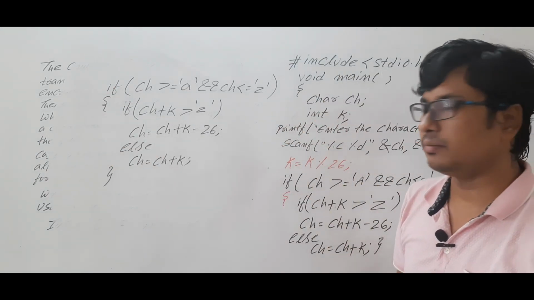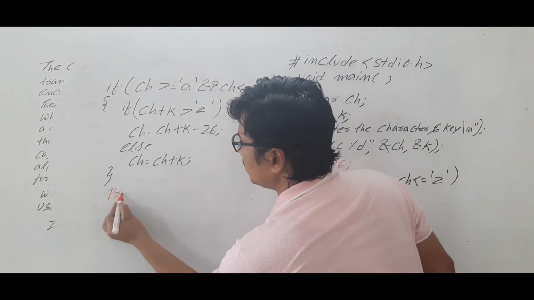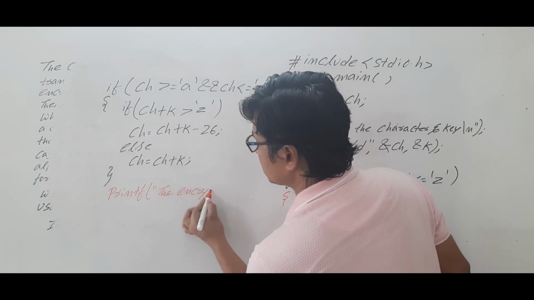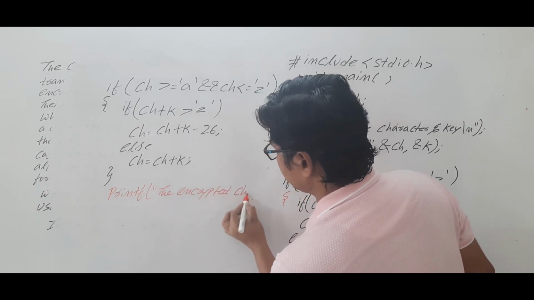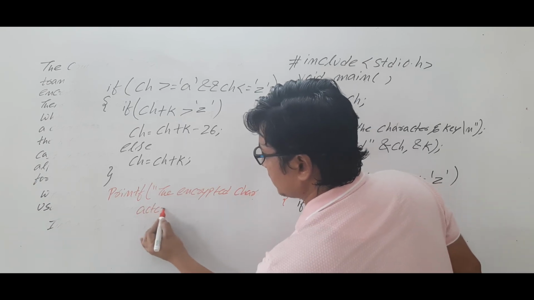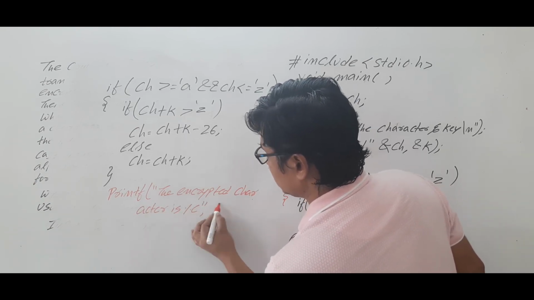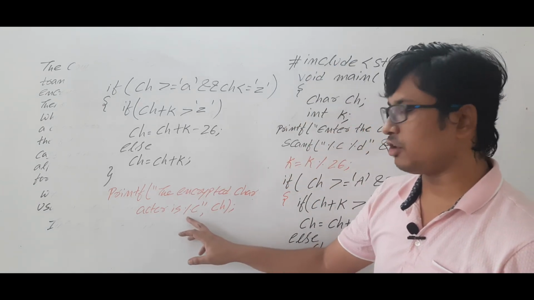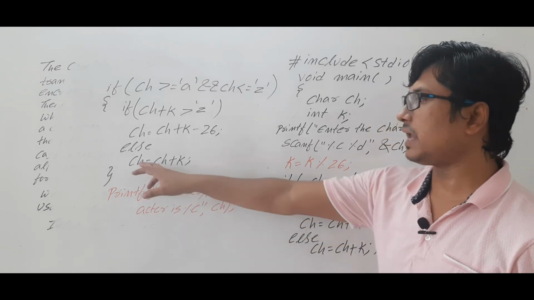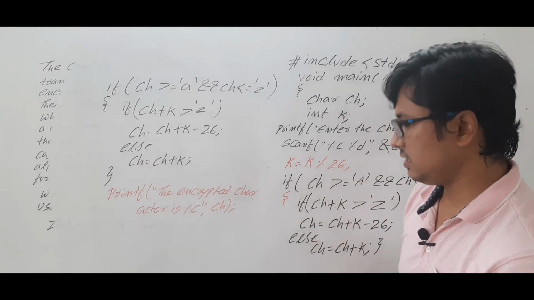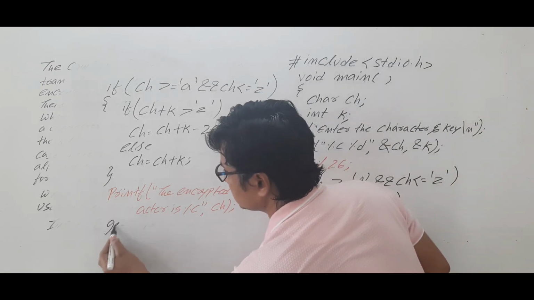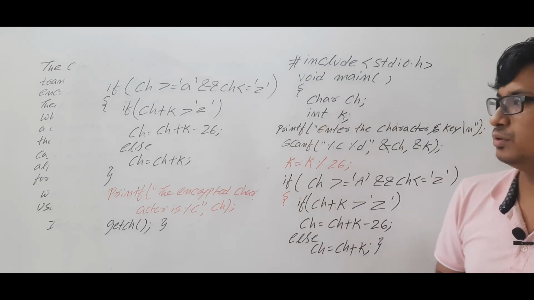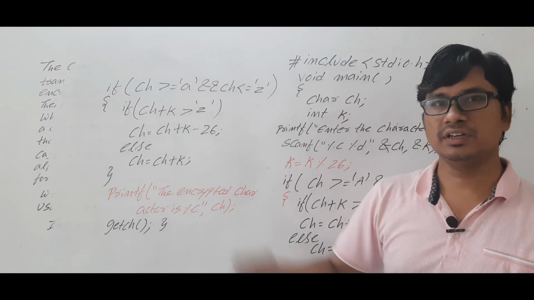Once these things are completed, you have to print the character. Okay, you can write, the encrypted character is %c, ch, because you want to print a character, so you have to use the format specifier %c, and the character will be there in the variable called ch. Then you have to write getch and you have to close the main function. So this is the logic I have used to write a C program for the given question.